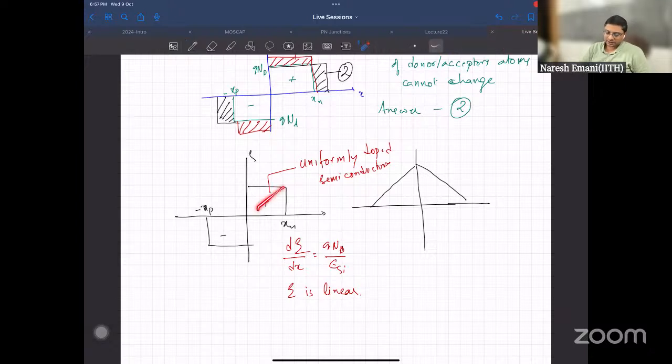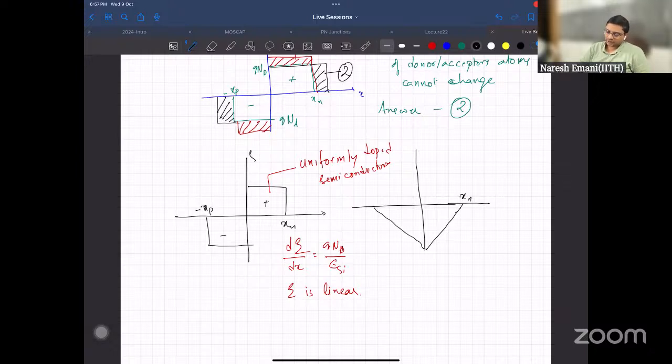Now, can I have this as my electric field? I have the P and the N regions, and based on the charge, I should have a linear electric field. Will this be the correct electric field? Well, the problem here is the electric field is positive. But when you see this picture, the electric field goes from positive to negative charge, in the negative x direction. So the electric field has to be negative, not positive.